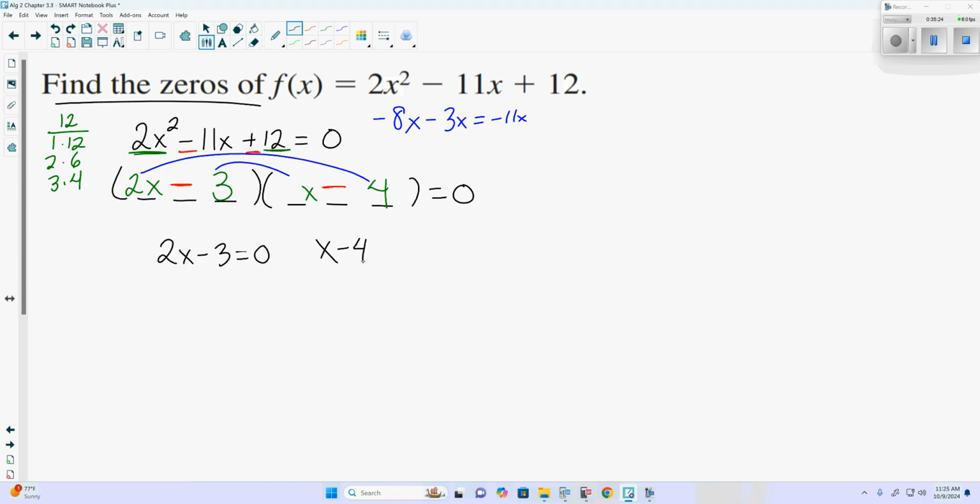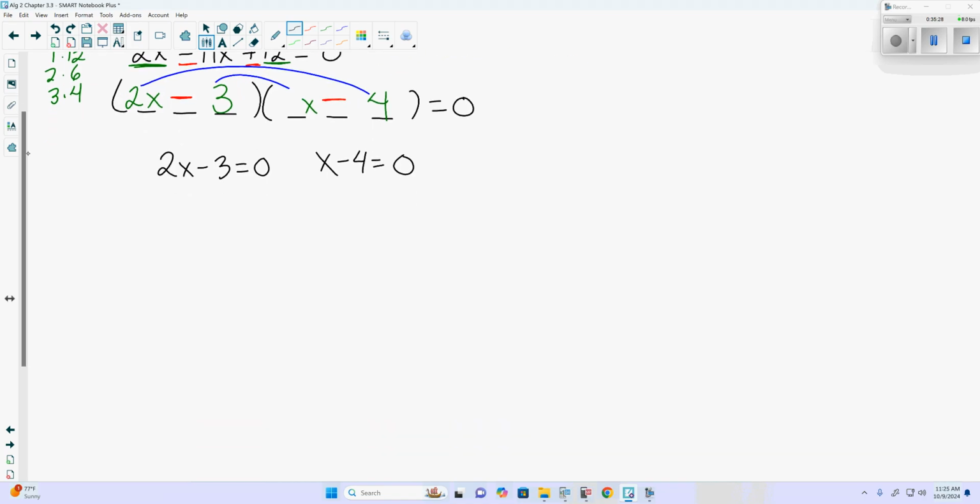Zero product property. If two things multiply together to equal 0, one of them has to be 0. So 2x minus 3 equals 0, and x minus 4 is equal to 0. Well, the x minus 4, we can add 4 to both sides, and surprise, surprise, we find out that x is equal to 4. Well, we already found that. We knew that from the beginning.